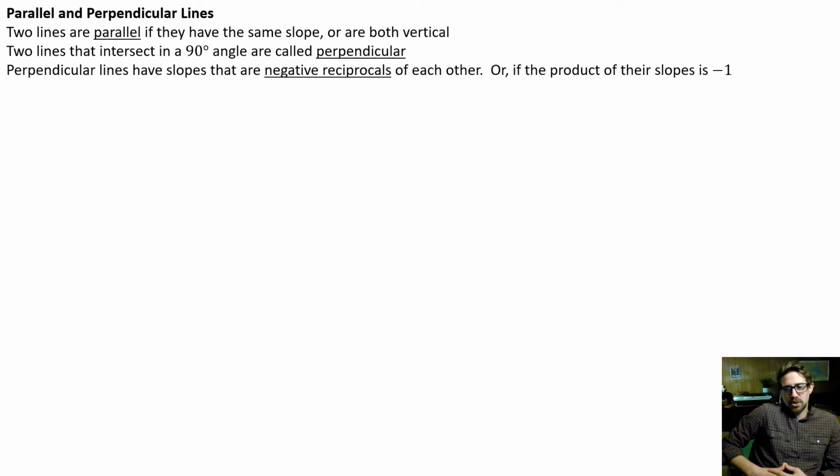And this is just something you have to remember. Perpendicular lines have slopes that are negative reciprocals of each other. Another way to think about that, if for whatever reason this makes it easier for you to remember, when you multiply their slopes together, you get -1.